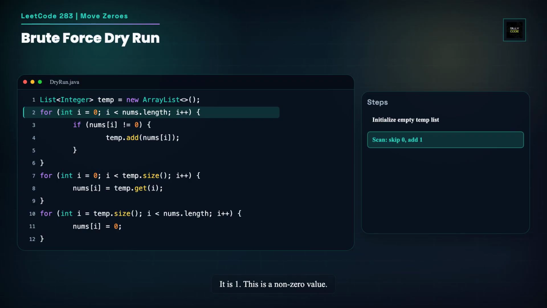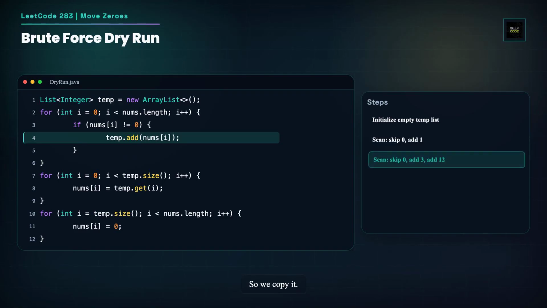It's 1. This is a non-zero value. So we copy it into our temporary list. The temporary list becomes 1. Next, we read 0 again, it's a 0. So we ignore it. The temporary list doesn't change. Now we reach 3, it's a non-zero value. So we copy it. The temporary list becomes 1, 3. Finally, we read a 12, it's also a non-zero value.